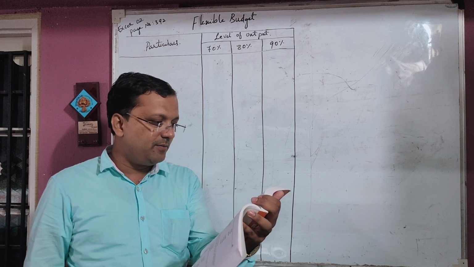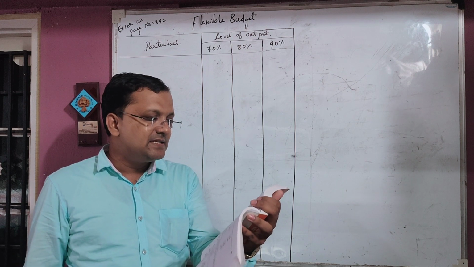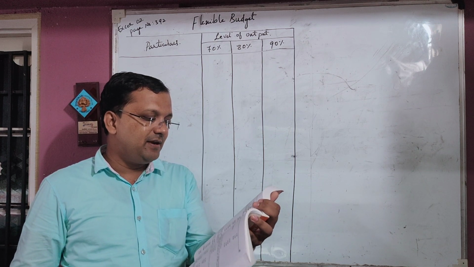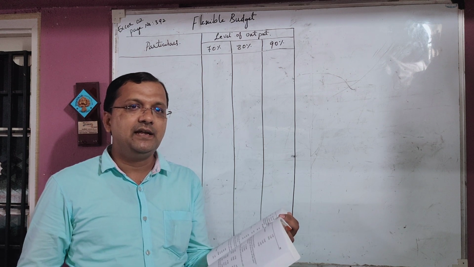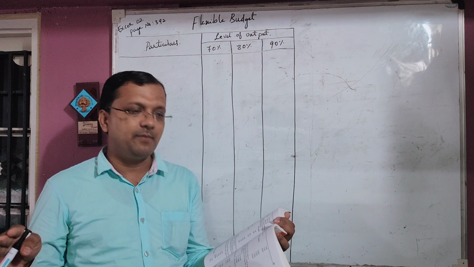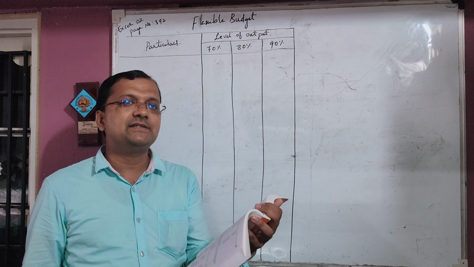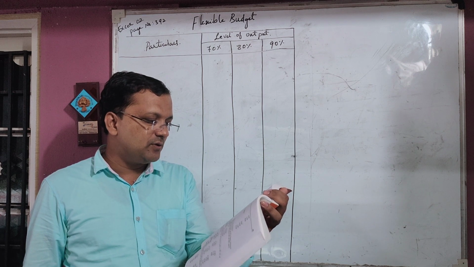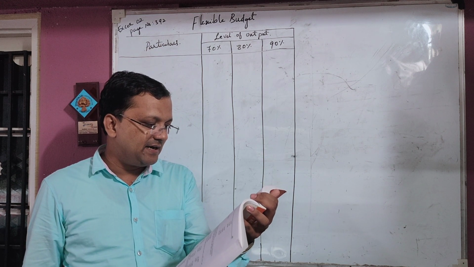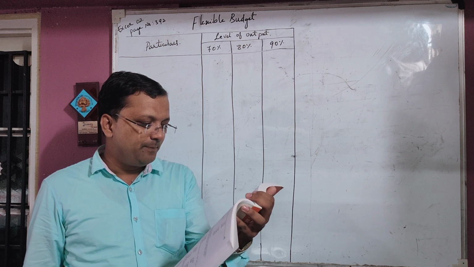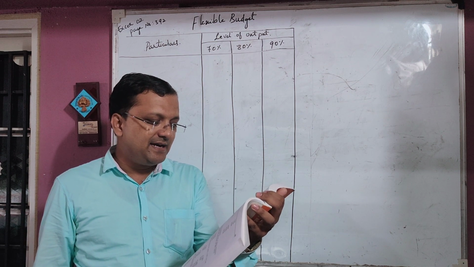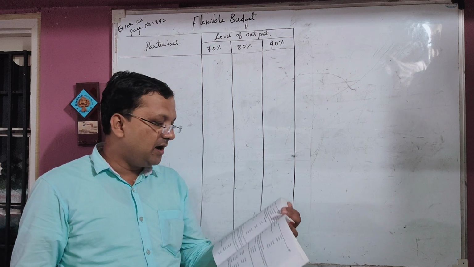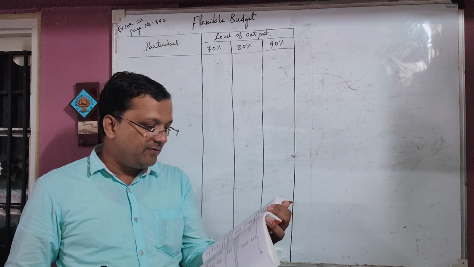Under variable overhead: indirect labor and indirect material. Semi-variable overhead: some part fixed, some part variable. The percentage is given: power 30% fixed, so it is assumed 70% is variable. Then repairs and maintenance 60% fixed, remaining 40% variable. Then fixed overhead: depreciation, rent and rates, insurance, sundry expenses. Estimated direct labor hours are 2,48,000, estimated for 80% capacity. They have been given for 80%.